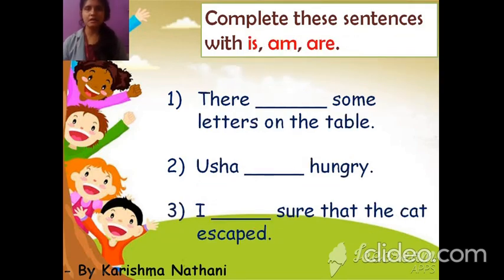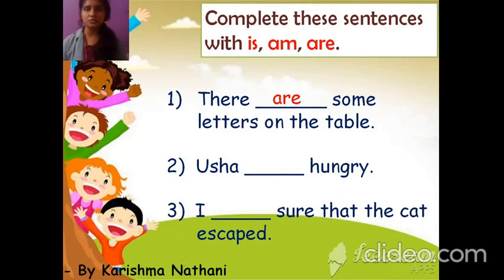Next exercise is, complete these sentences with is, am and are. First one is, there blank some letters on the table. Here we know letters is plural and there is plural, so we will put are. There are some letters on the table. Letters are plural, so we cannot put is. And as we know, am always comes with I only. So is and am are wrong for this sentence and are is the correct answer.